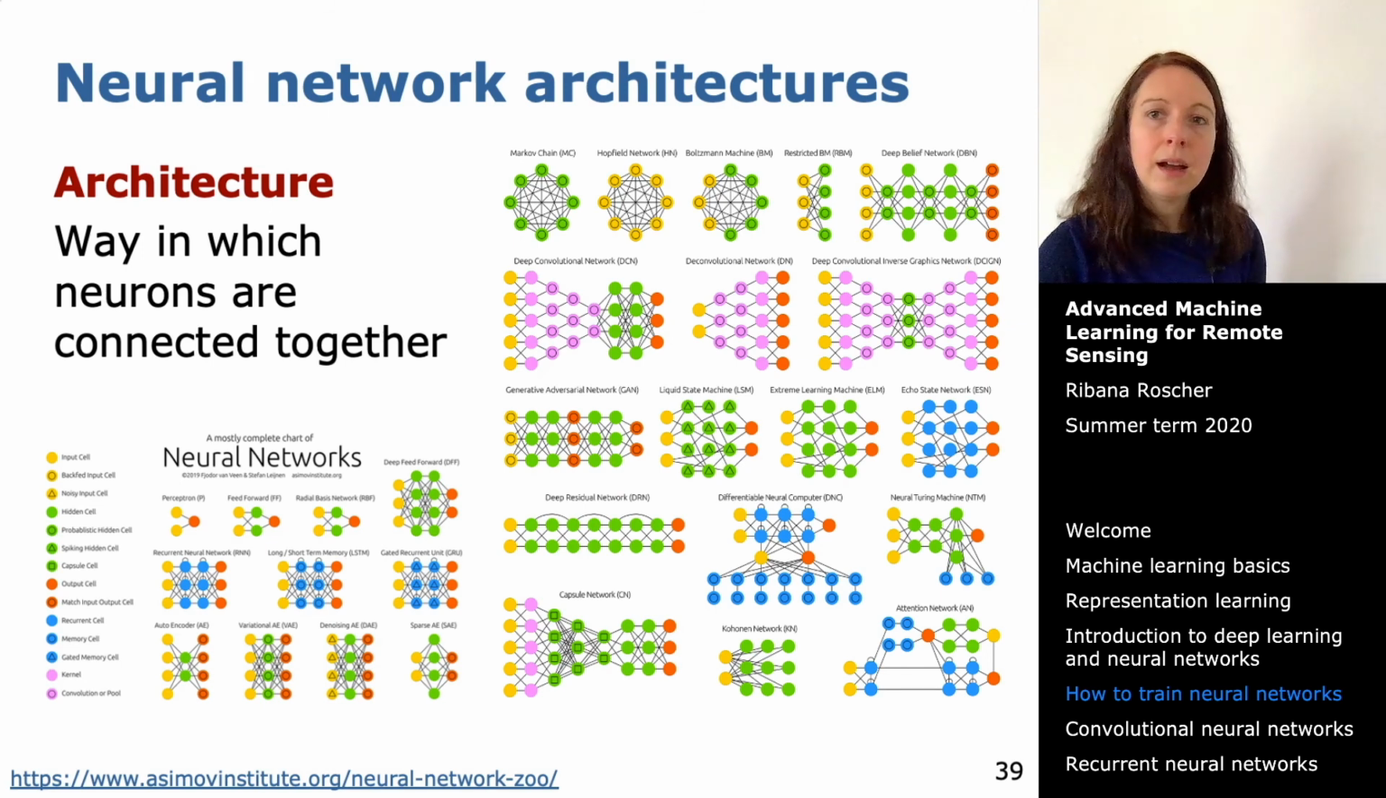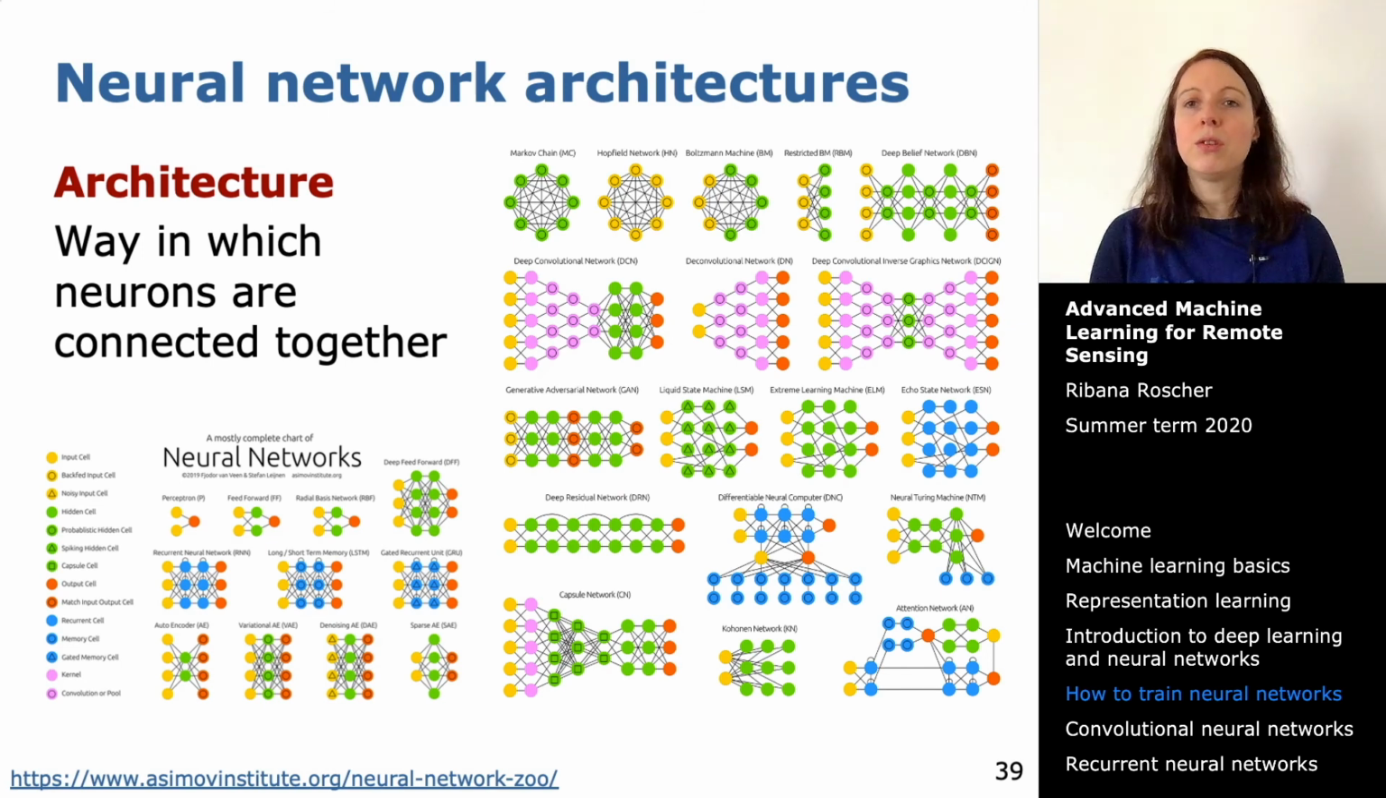As a last thing, I want to talk a bit more about neural network architectures, because there are different architectures. I showed you so far a standard, fully connected neural network, a very simple one. But depending on your task and what you want to do, there are different architectures, and with architecture, I mean the way in which neurons are connected together. Here you can see a quite famous illustration of different network architectures. It is called the neural network zoo.